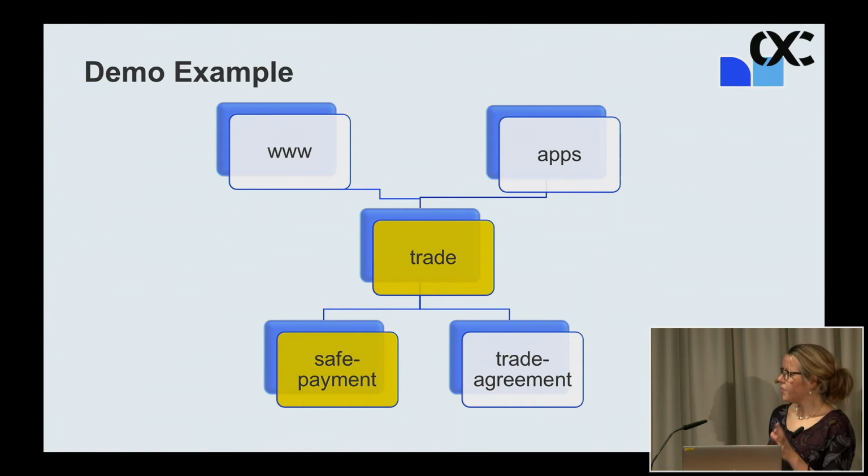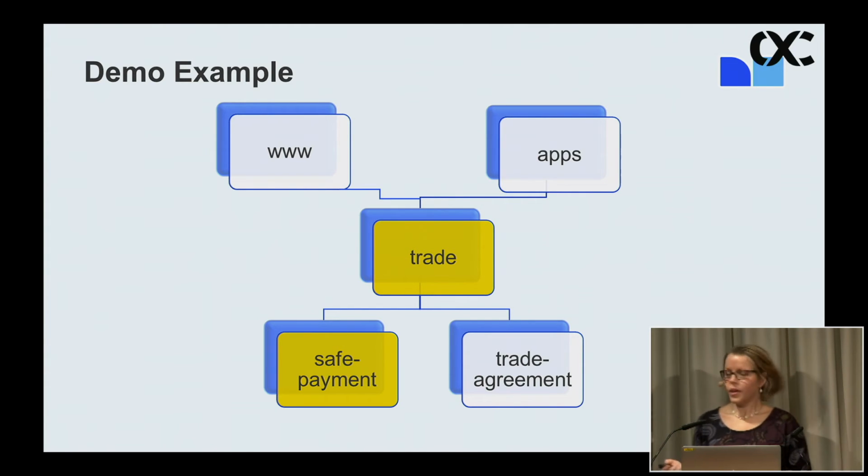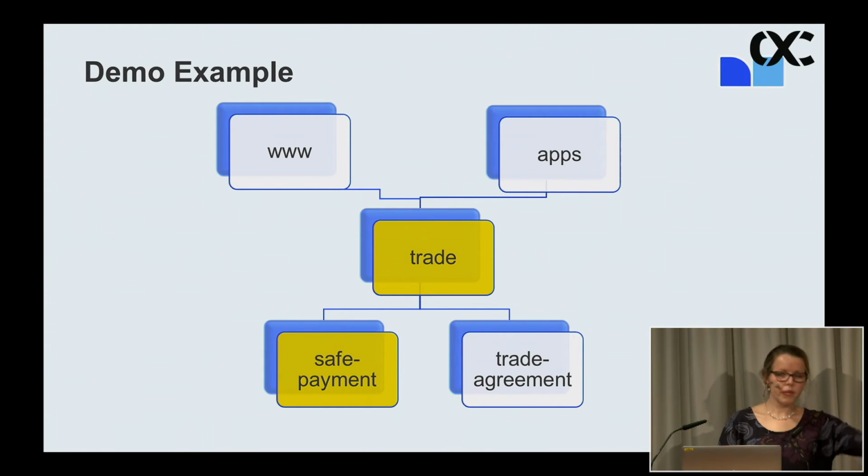And this is a very simplified model of it. So we have this trade service here. It's a microservice, and it's the API towards the web and the apps. And then this trade service talks again to the safe payment, which again calls the external payment, and some trade agreement where the buyer and seller agree. So the demo example I'm going to show is the interface between the trade and the safe payment here.